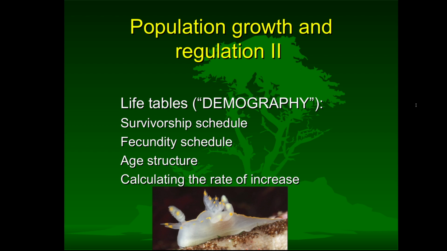So we move on to age structured populations and analyze the effects of that on population growth using what are called life tables, or demography. Demography is basically the analysis of age structure and life tables. And so now we're going to look at the fundamental principles of demography. It's applicable to all species.